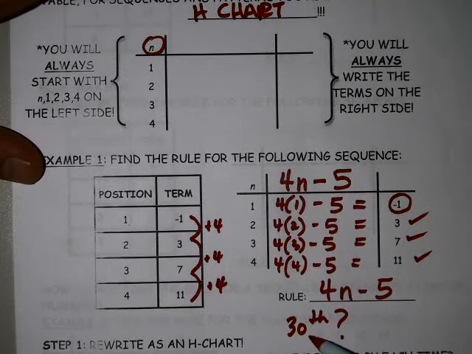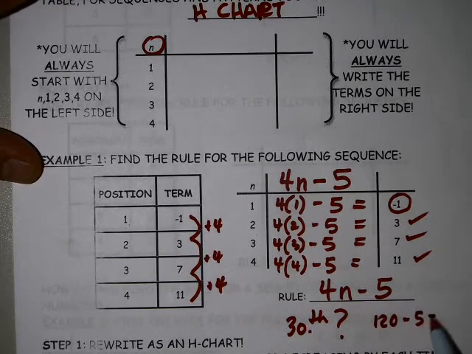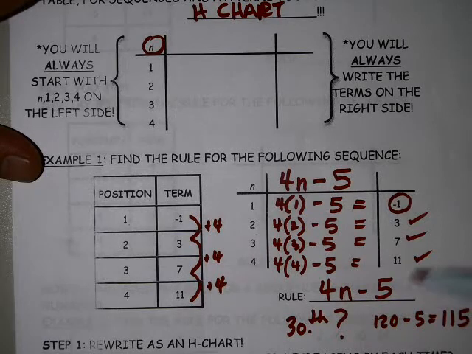Instead, if you're looking for the 30th number and you know the rule, we'll just put a 30 right here where the N is. You do 4 times 30, which is 120, and 120 minus 5 is 115. And now, without trying to add 4 a bunch of times, you have that answer very quickly, and you can say the 30th number in this list of numbers is 115.